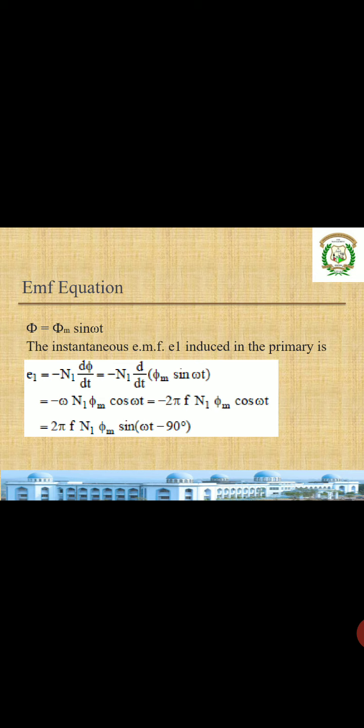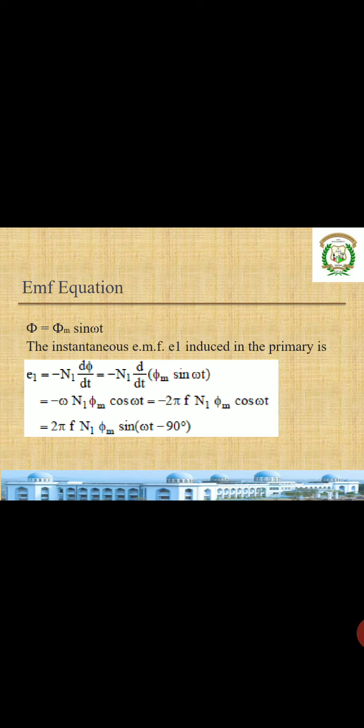So differentiation of phi m sin omega t, we can write here minus omega n1 phi m cos omega t, because sin omega t becomes cos omega t. At the same time, omega is nothing but 2 pi f, so I have changed this equation to minus 2 pi f n1 phi m cos omega t. And finally, I can change cos omega t with the replacement of sin omega t minus 90.